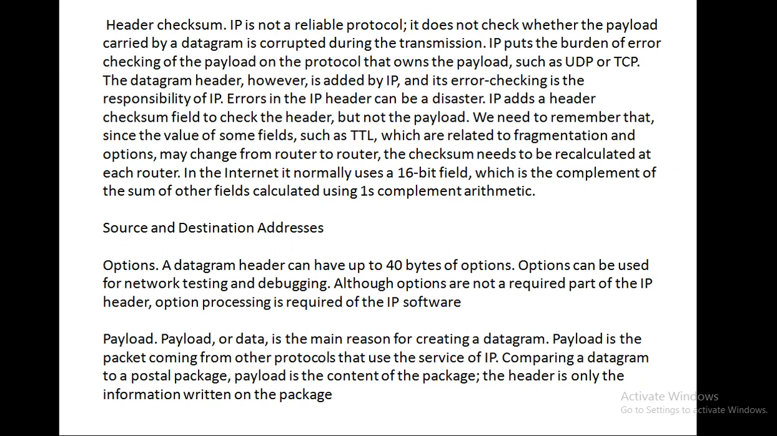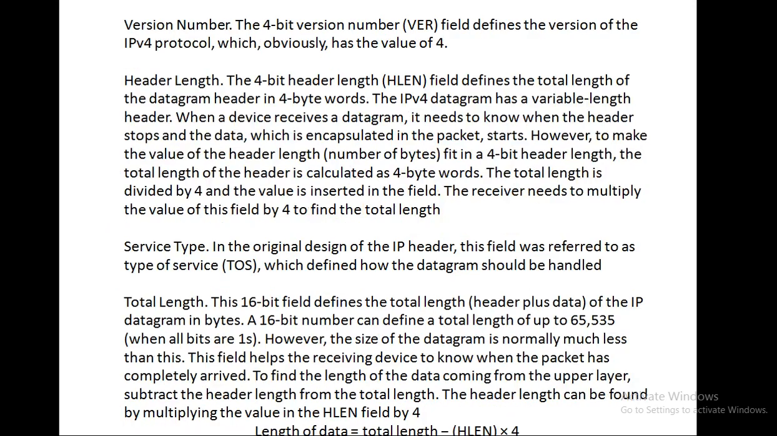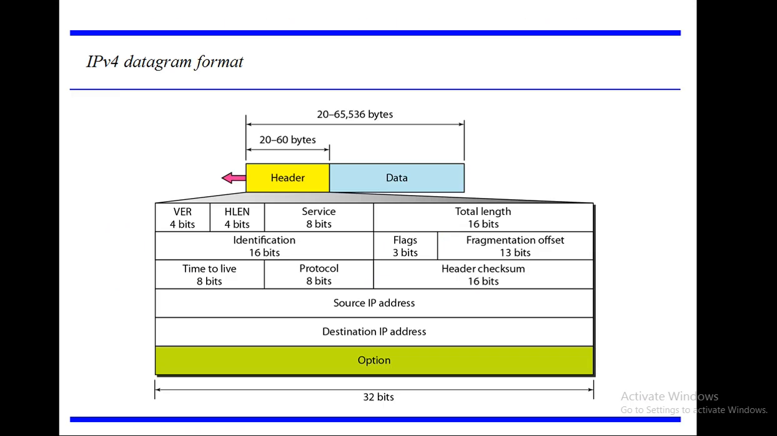So let us solve some very easy and fun problems. The first problem: an IP version 4 packet has arrived with the first 8 bits as shown in the figure. The receiver discards it. Why? Let us see. Eight bits are there. If you go back to our format, the first 4 bits will be the version, and the next 4 bits will be the header length.